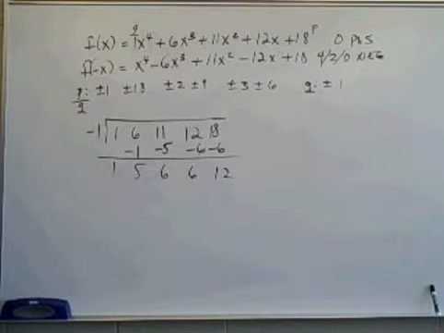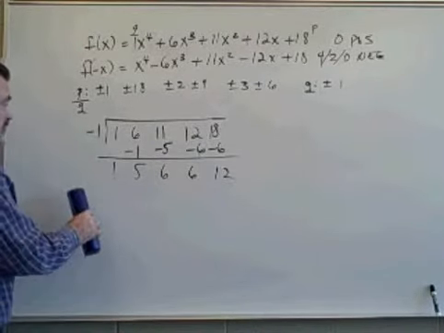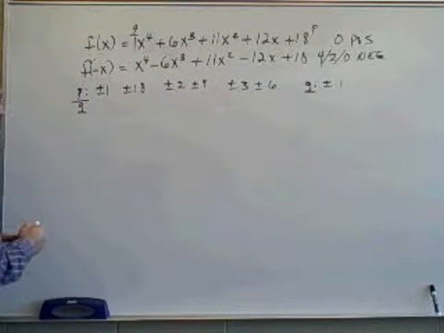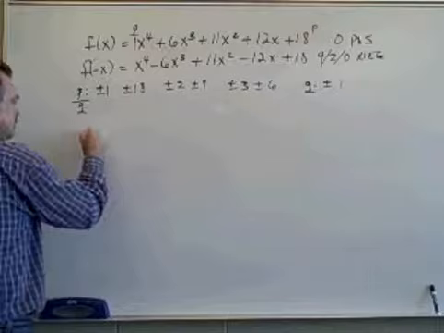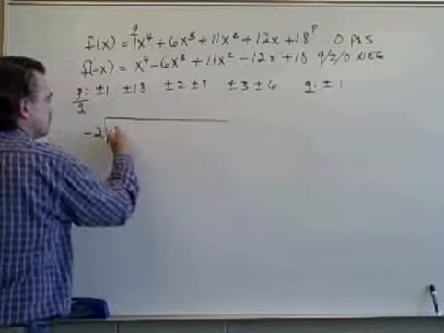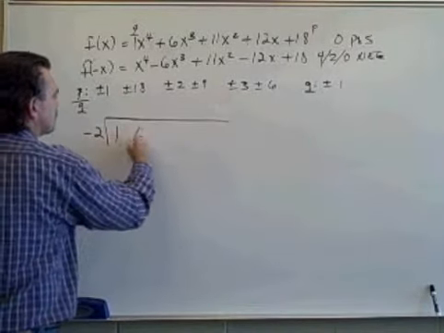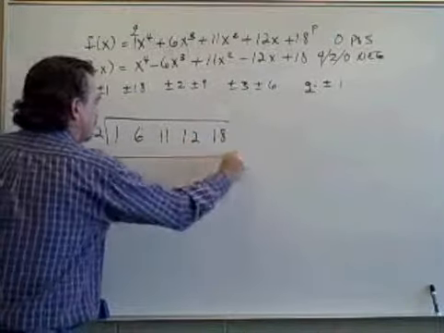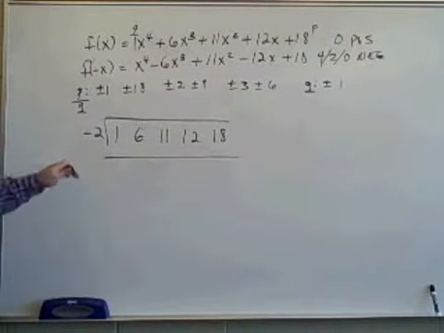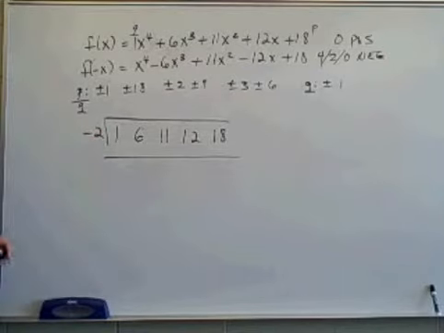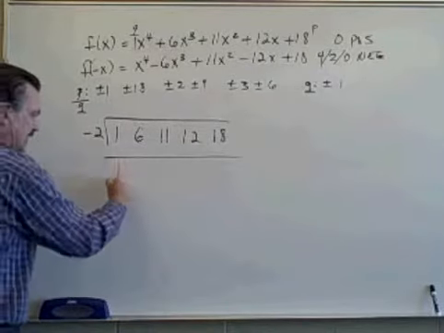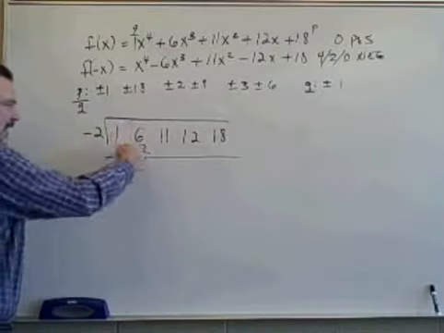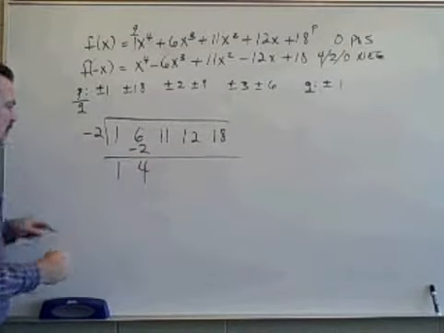Well, let's try. I don't want to try negative 18. I want to stick with the small numbers. Let's try negative 2. Let's perform our synthetic division to see if negative 2 is a root. Bring the 1 down unchanged. Negative 2 times 1, carry negative 2, add. 6 plus negative 2 is 4.